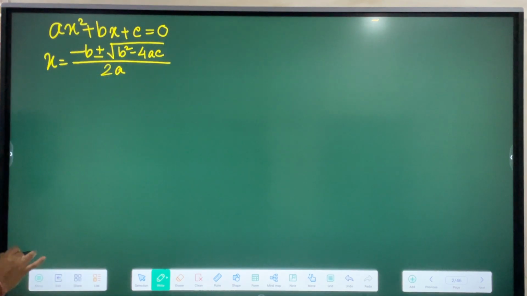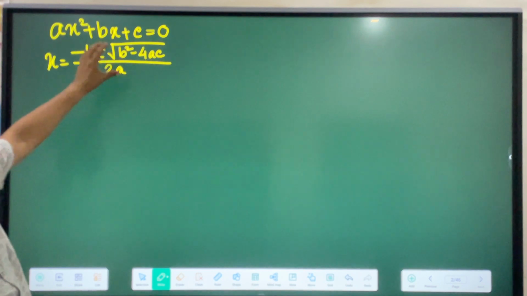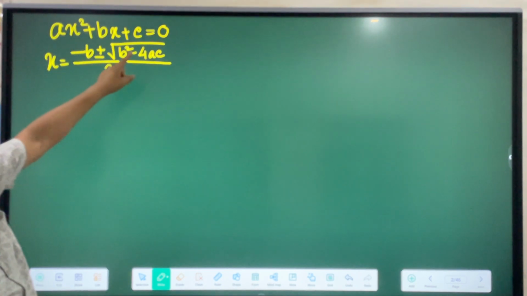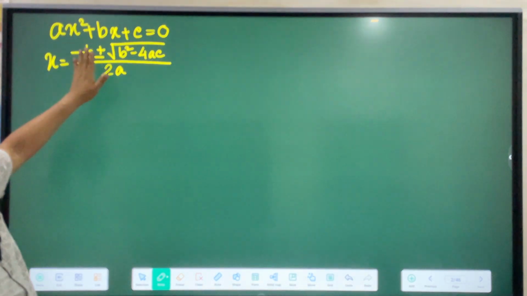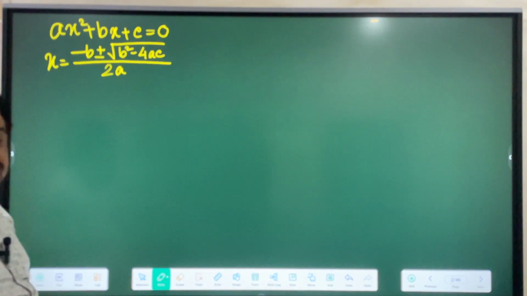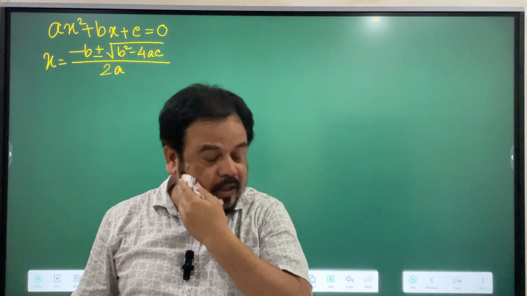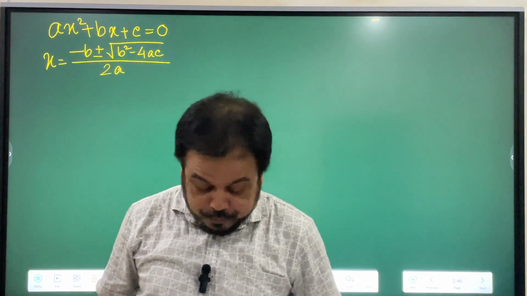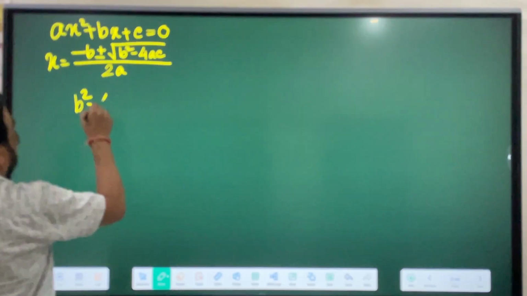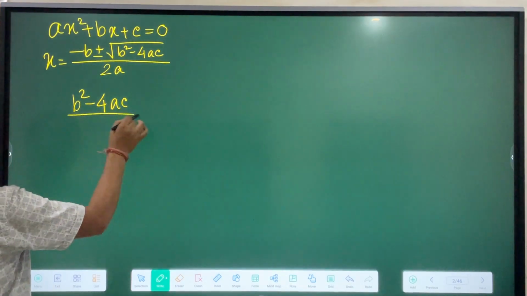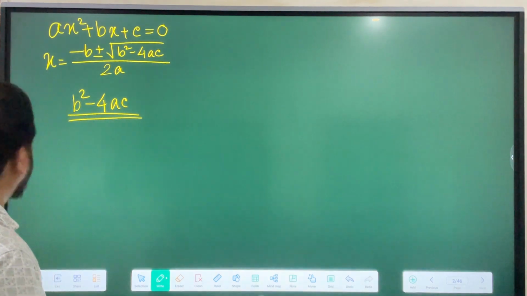This is the formula for a simple quadratic equation, not imaginary, not complex. It is just the standard form of the quadratic equation. To find the value of x, or to find the roots of the equation, we will apply this formula. Now the question is, if it is complex, if it is imaginary, how can we get this? What we have said is that everything is related to b square minus 4ac.